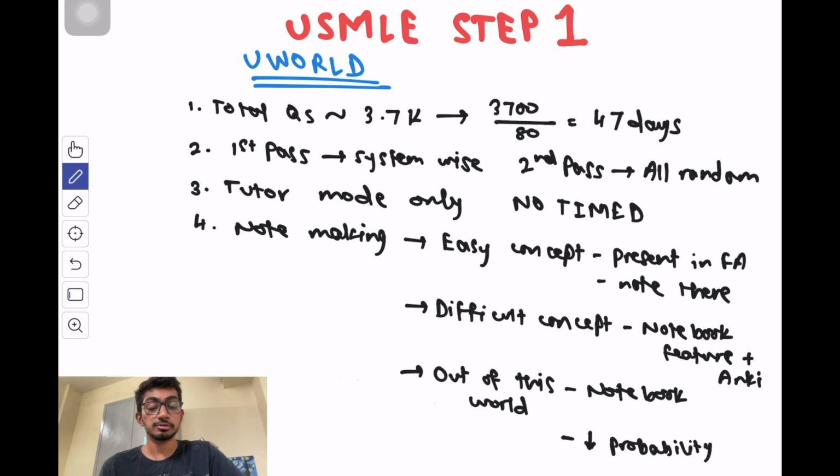I personally use the notebook feature in UWorld a lot, and you can just copy paste the sentences that you want to put inside, and also you can add the pictures or the cycles, the pathology, histology findings, and everything. You can just put it in there in the notebook and review it later on. And if the concept feels like out of this world, like you've never seen anything like that before, you should just put it in your notebook.